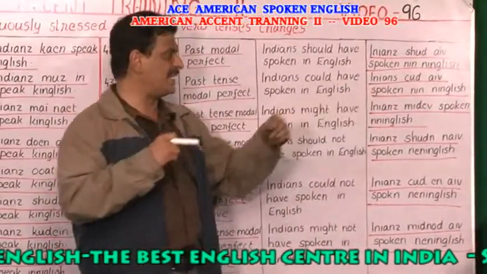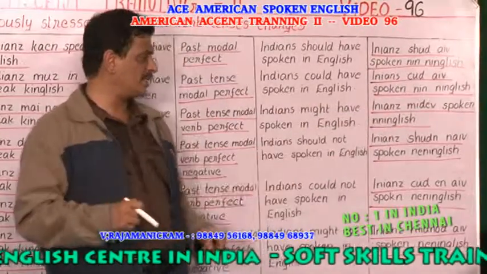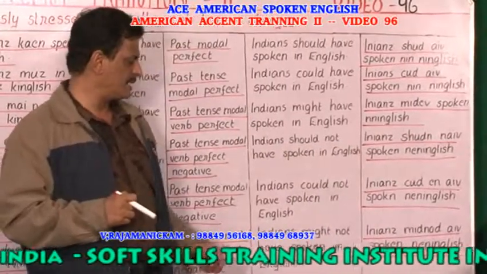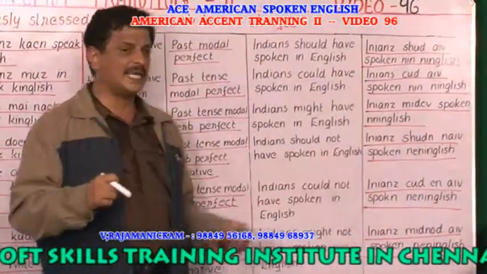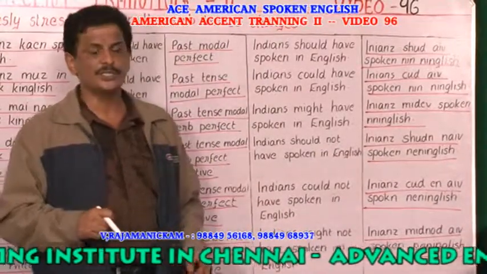Indians could have spoken in English. Indians might have spoken in English. Indians should have spoken in English. Indians couldn't have spoken in English. Indians might not have spoken in English.